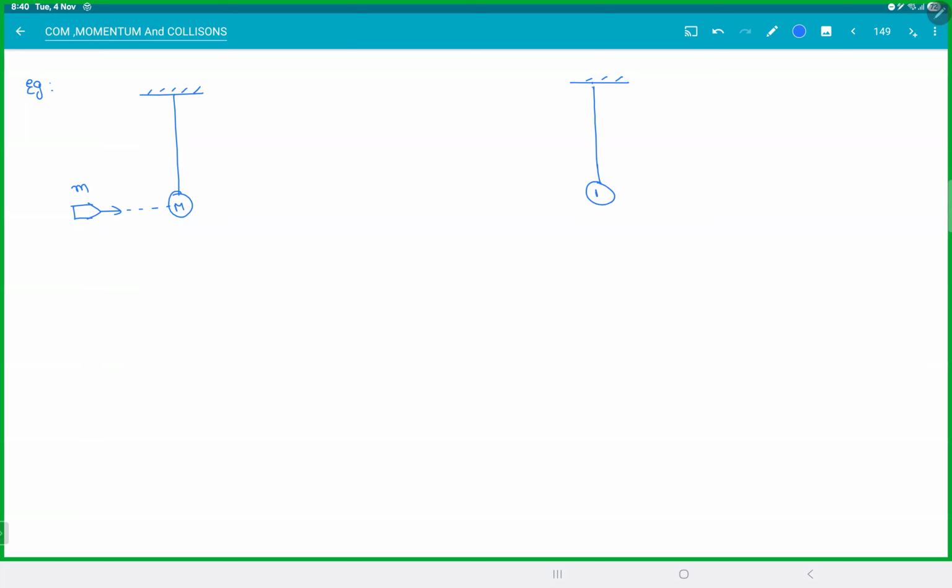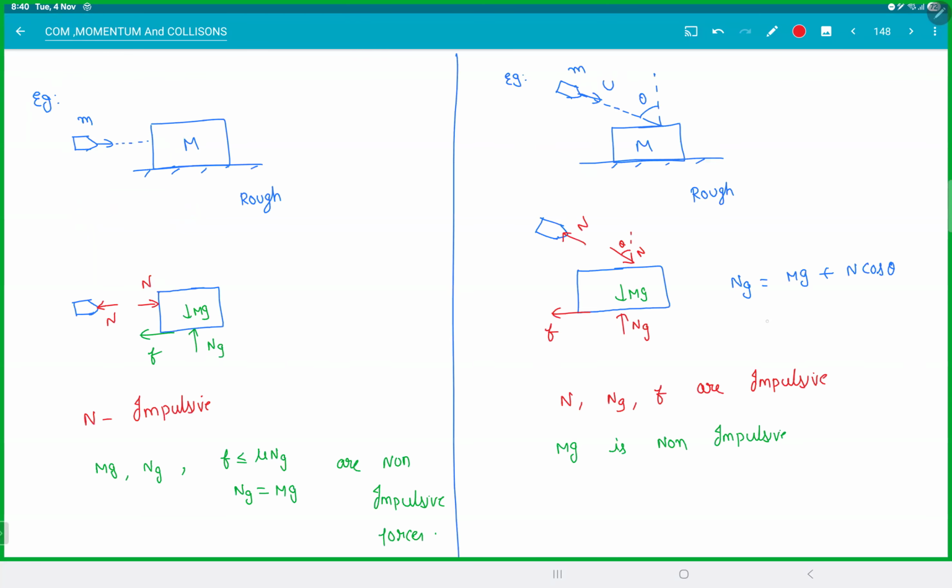Let's say in the second case, the bullet comes and hits the thing vertically like this. So now if I try to draw the forces, can you tell me which forces will be impulsive and non-impulsive? Friction is impulsive because what is F? F is equal to mu N, isn't it? So friction depends on the impulsive force, so the friction value will also be big, right?